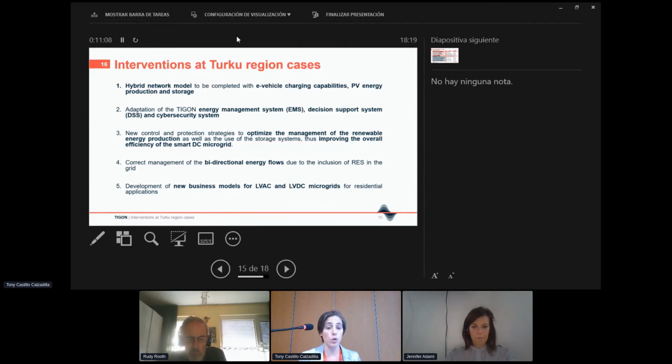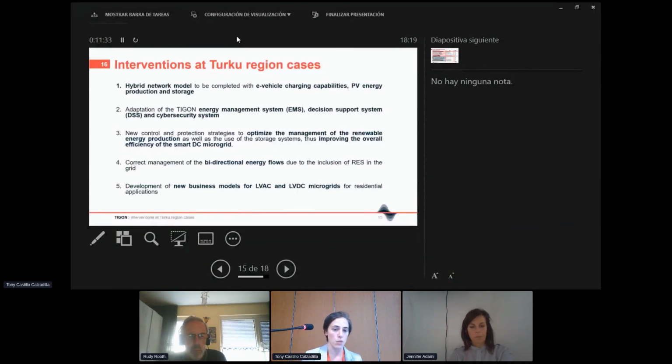and will include also the decision support system to support the design of the microgrids, and also different cybersecurity systems, because actually the security of the grids is important. So within the project, cybersecurity measures will be developed and included in the software. And of course, everything related to the strategy for the optimization and the management of the renewable energy production.